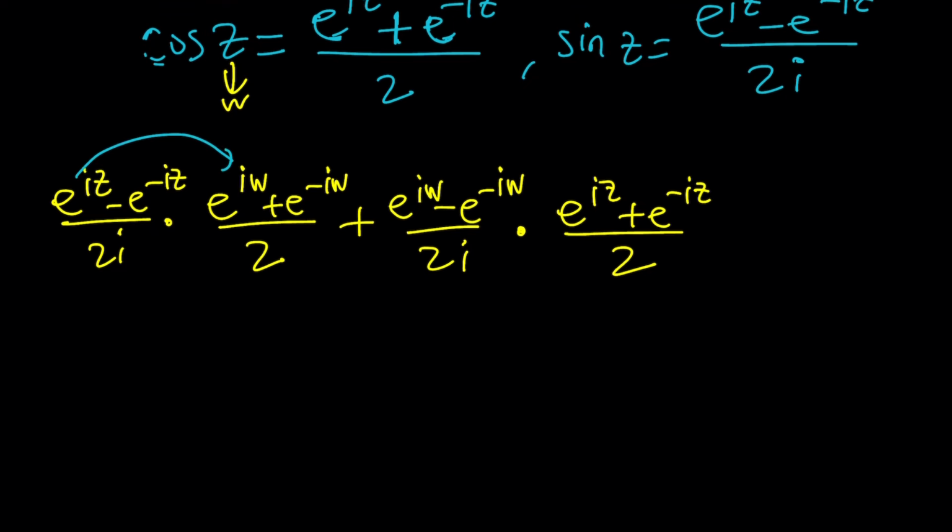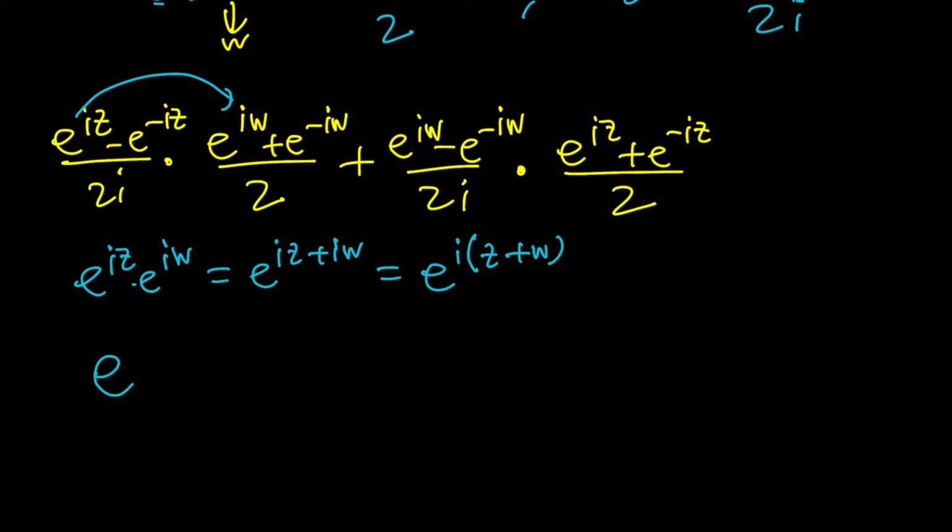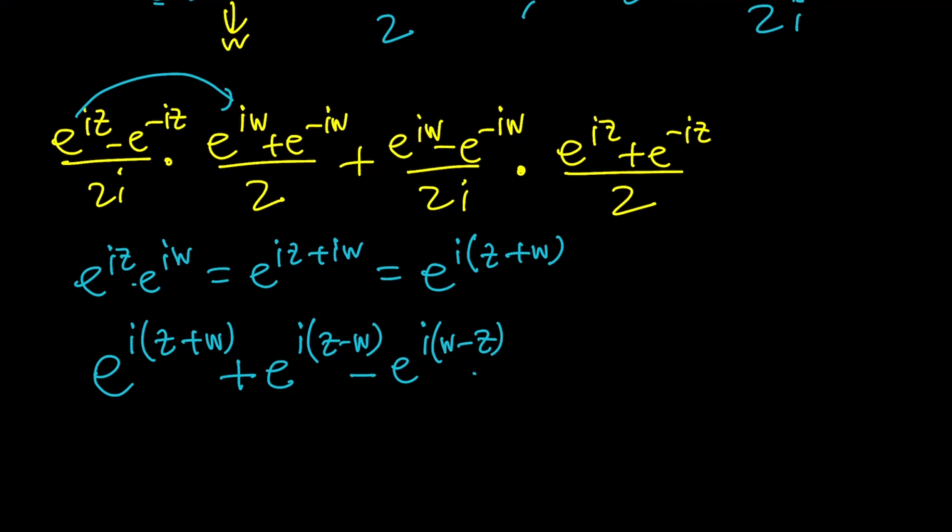Let's go ahead and multiply these. When we multiply these two things, e to the iz and e to the iw, we basically get e to the power iz plus iw, which can then be written as e to the power i times the quantity z plus w. Make sense? That's the type of notation I'm going to use. So we'll start with e to the i times z plus w. And then the next term is going to be plus e to the iz minus iw, so we're going to subtract, z minus w with i. And then minus, we're going to get e to the i times w minus z. And then finally, we're going to get minus e to the power negative i times z plus w. These are going to be the first four terms.